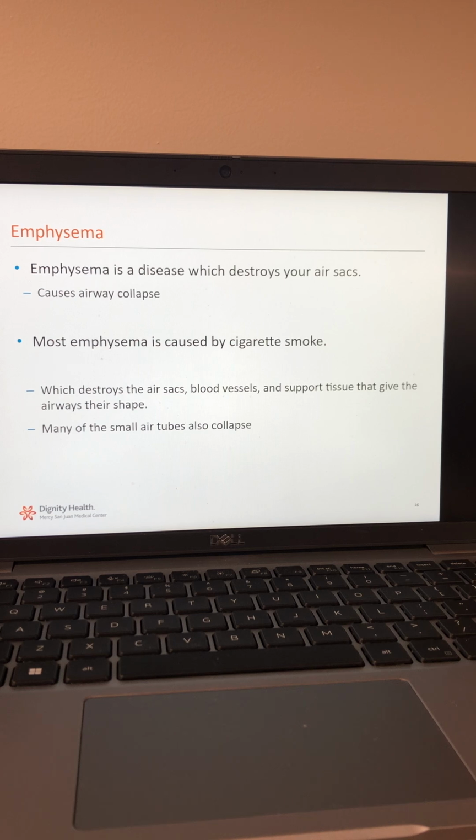So it actually destroys your air sacs, causing airway collapse, mostly caused by cigarette smoke, but there is genetic emphysema as well, which is a lack of protein in your body that gives your lungs and also your liver its elasticity. So, especially the cigarette smoke, it destroys the air sacs, the blood vessels, and support tissues that give the airways their shape. And then many of those small air tubes also collapse.